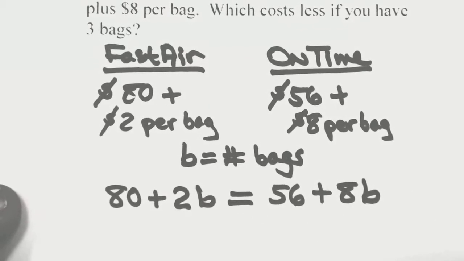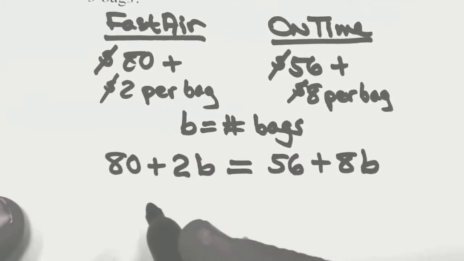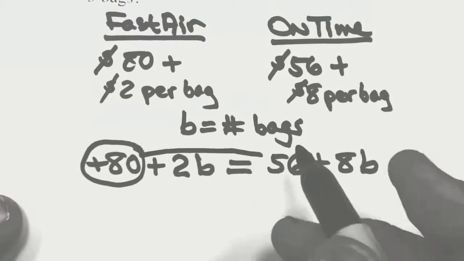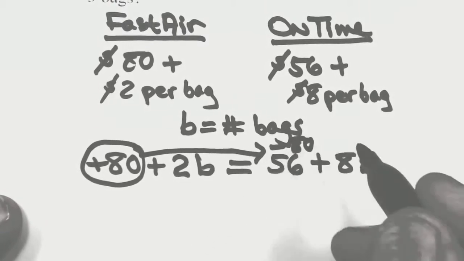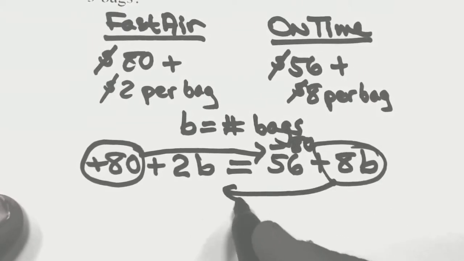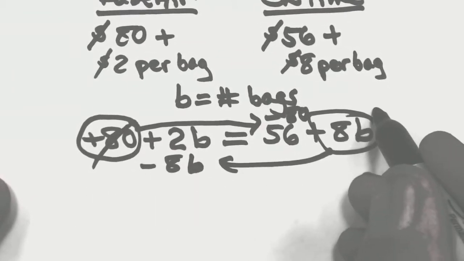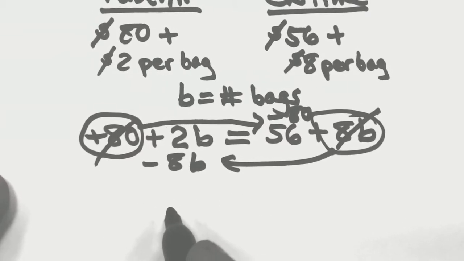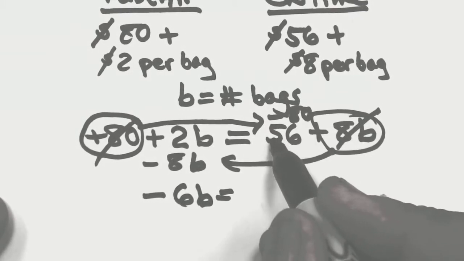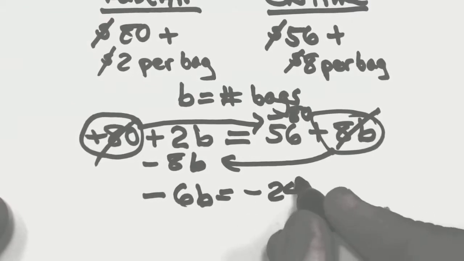Okay, equate these equal to each other and solve them, and that's going to give us the break-even value like we've done before. Again, the plain number on the left side has to move over, so we'll end up over here with negative 80. And on the right side, we've got to move the variable. The plus 8b comes over as negative 8b. So now we've moved the plus 80 and the plus 8b. On the left side here, I now have negative 6b equals, and over here, 56 minus 80, I think that's going to give me negative 24.